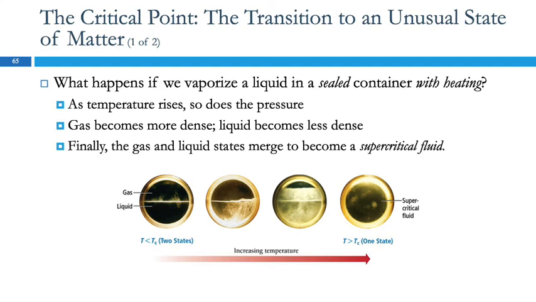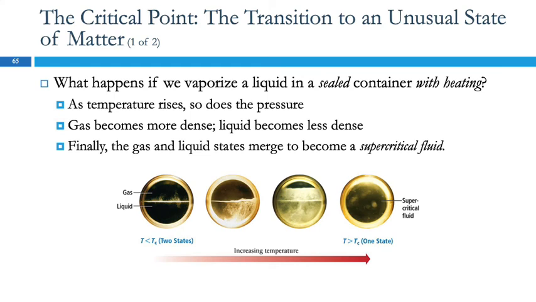So we've talked about vaporizing a liquid in an open beaker and in a sealed container. What if we do this in a sealed container with heating? So this is like the Instant Pot. As the temperature rises, so does the pressure. The gas is going to become more dense, the liquid becomes less dense, and at some point, the gas and liquid states are going to merge and become what's called a supercritical fluid.